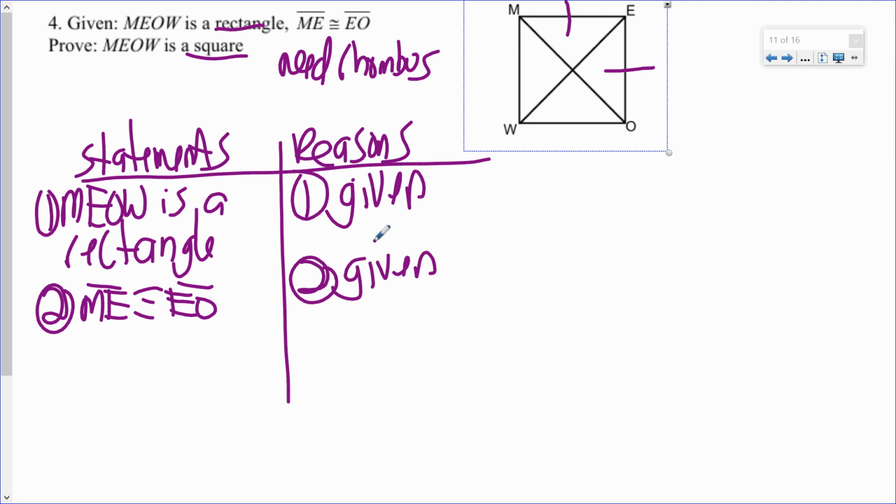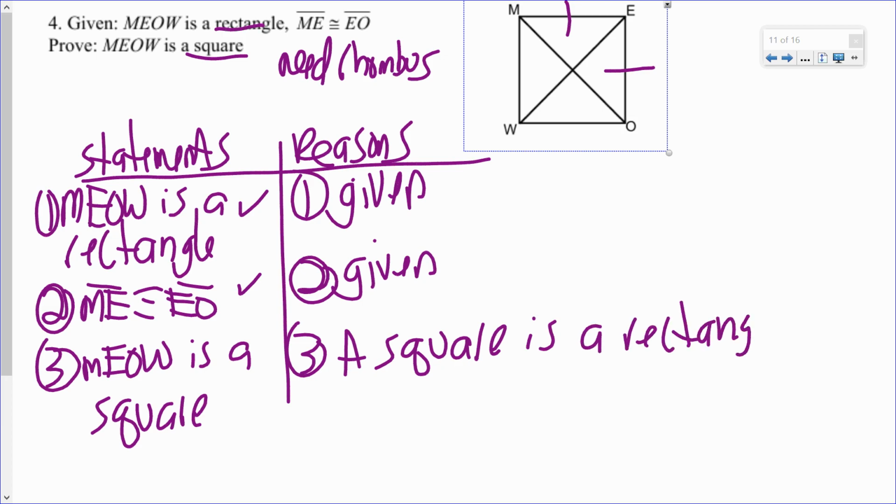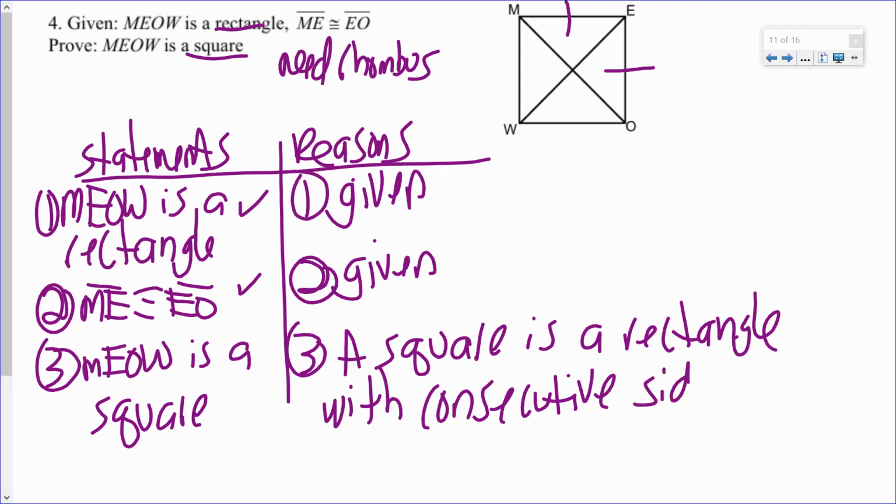So for a square, I need it to be a rectangle. Got it. I need the rhombus. Got it. Done. MEOW is a square. A square is, well, it started as a rectangle with, which rhombus proof did I use? Consecutive sides congruent.